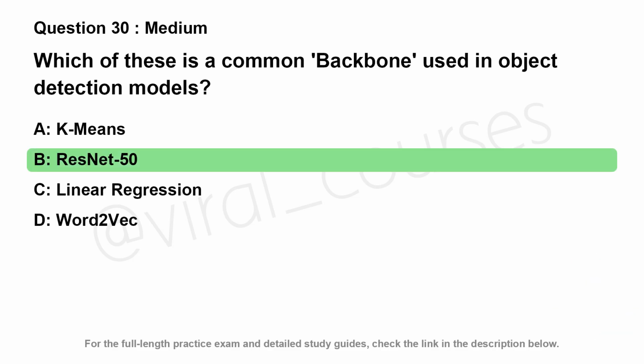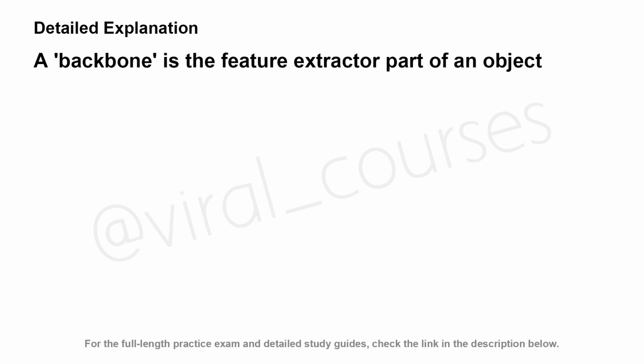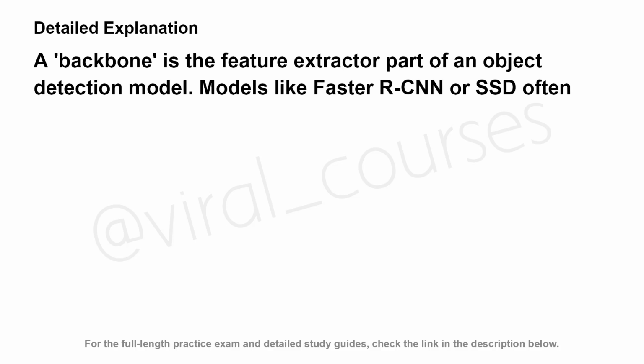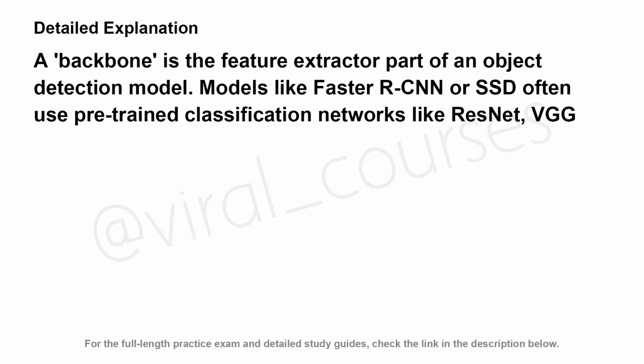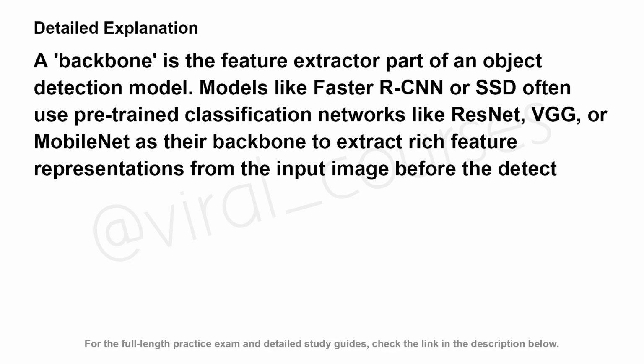The correct answer is B. A backbone is the feature extractor part of an object detection model. Models like Faster RCNN or SSD often use pre-trained classification networks like ResNet, VGG, or MobileNet as their backbone to extract rich feature representations from the input image before the detection head processes them.